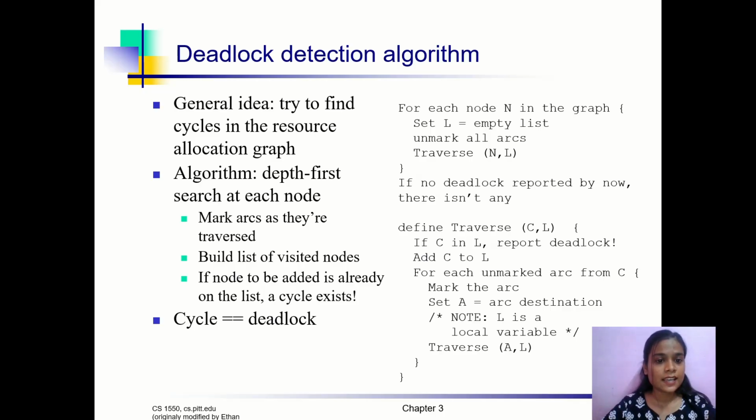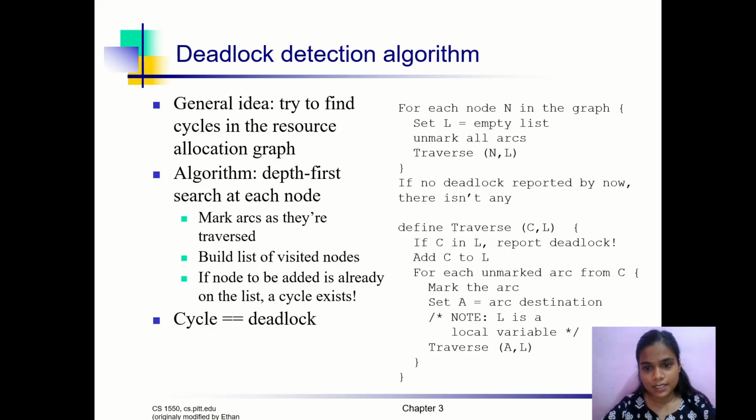traversed. Second, build a list of visited nodes. Third, if a node to be added is already on the list, a cycle exists, where a cycle equals a deadlock. For each node N in the graph, set L equal to the empty list. Unmark all arcs. Traverse(N, L). If no deadlock is reported by now, there is not any.